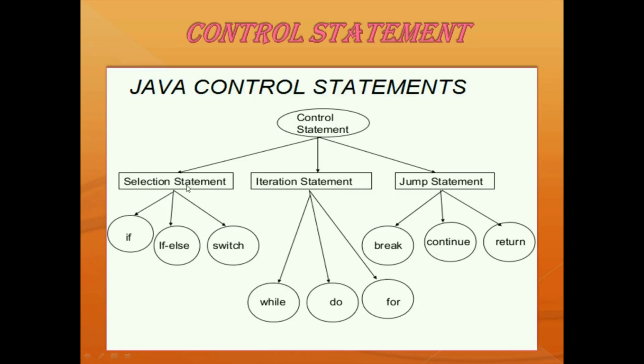What are the selection statements? If else and switch case are selection statements. What are iteration statements? While loop, do while loop and for loop are the iteration statements. And about jump statements, we have break statement, continue statement and return statement. So we will discuss in detail each and every control statement one by one in my videos.